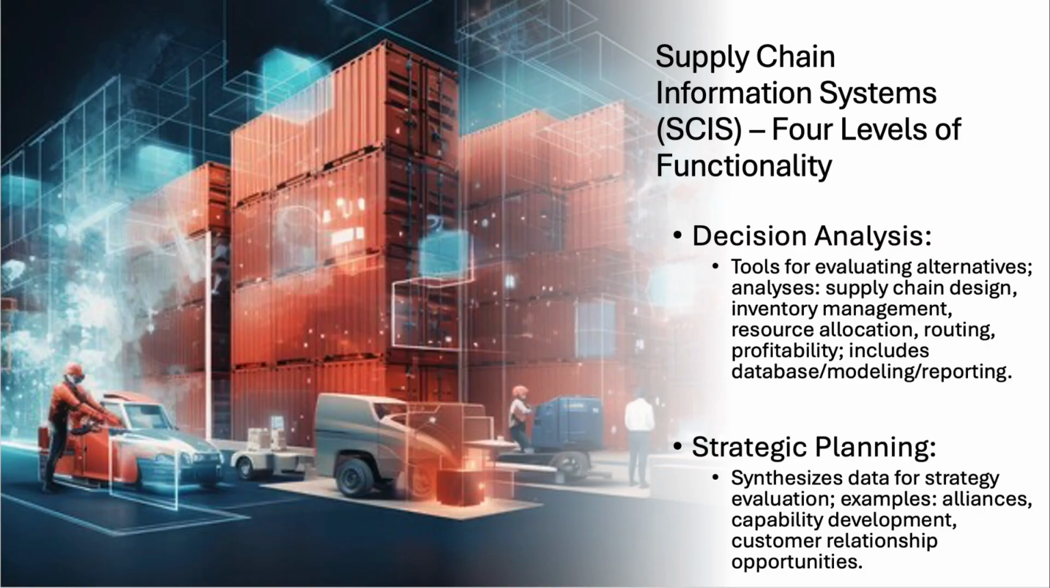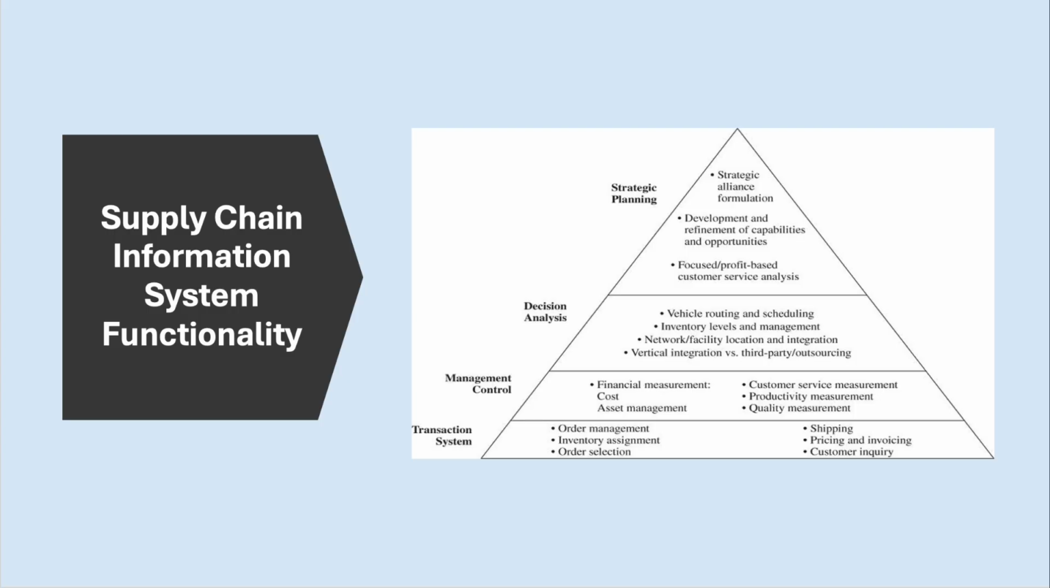A strong SCIS depends on all four levels. Without accurate transaction data, strategic planning may be unreliable. Without strategic planning, transaction efficiency alone may not create competitive advantage. A good supply chain information system must support both execution and planning.